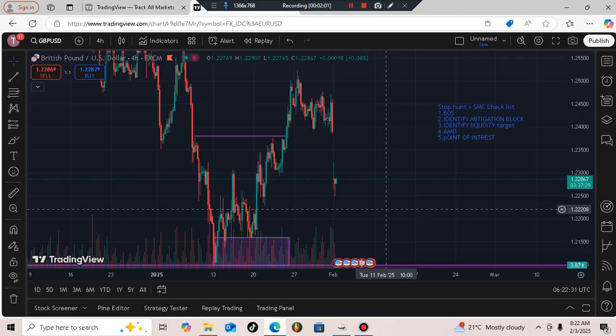So basically it's a liquidity grab. It's a liquidity grab in smart money concept terms, but in BTMM terms, it's a stop hunt. So yeah, let us begin.